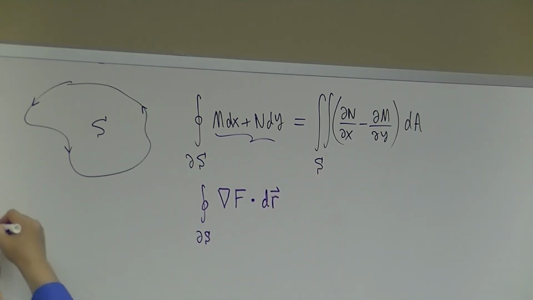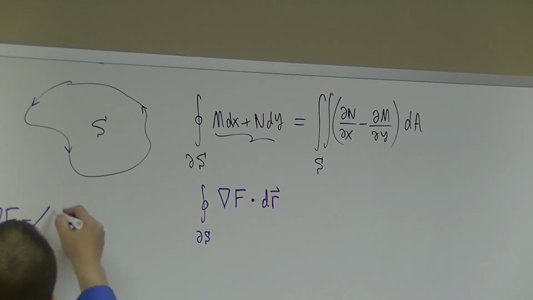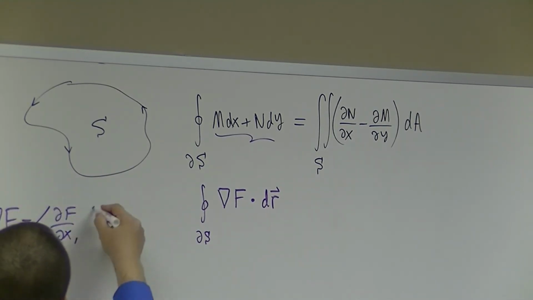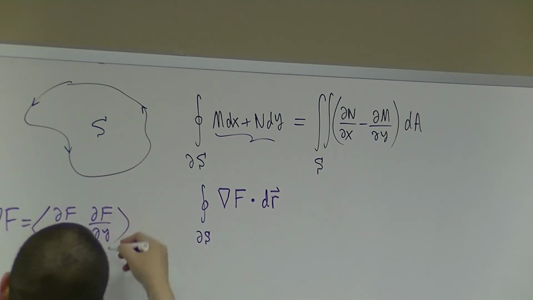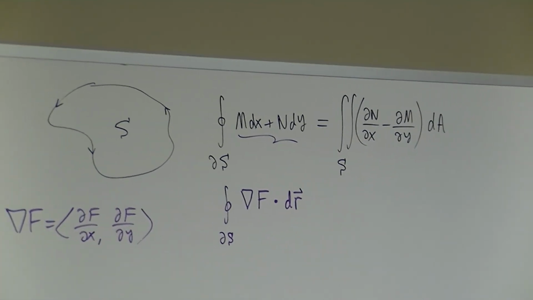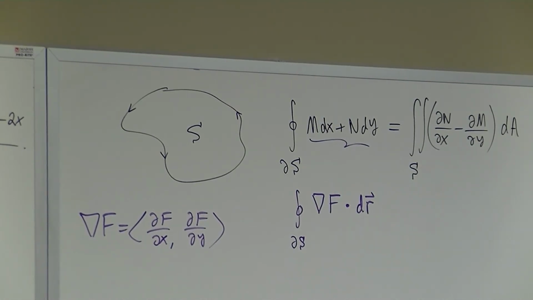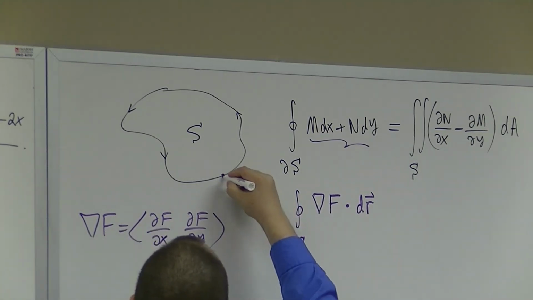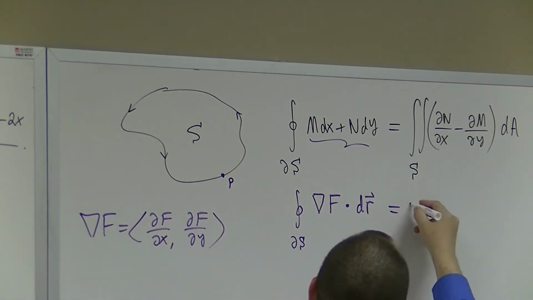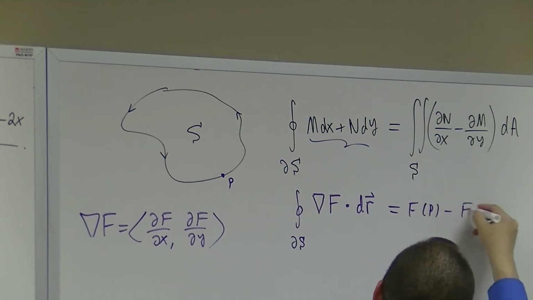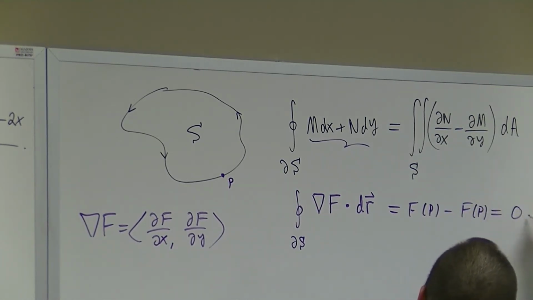See, because the gradient of f is partial f partial x, partial f partial y. So in the case that was an exact differential equation, that line integral is the integral of the gradient of a level function. And the integral of a gradient around a closed curve is 0. Right? You pick any point. This should be f of p minus f of p. So by the fundamental theorem of calculus for line integrals, it is 0.